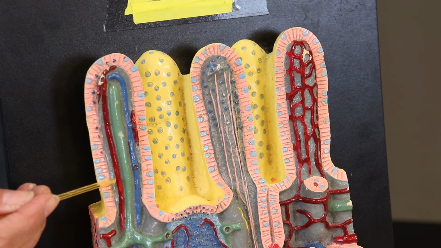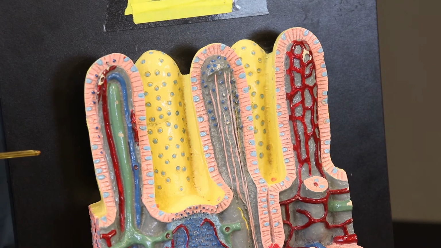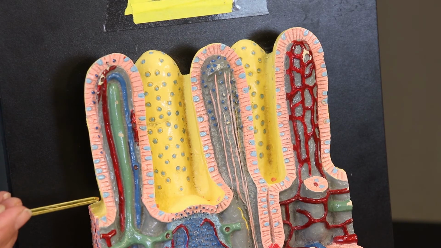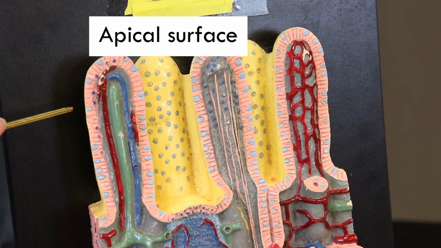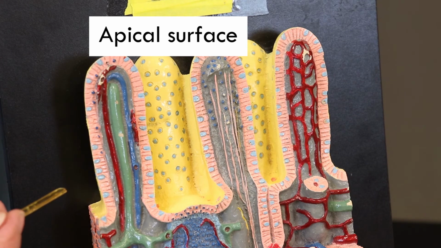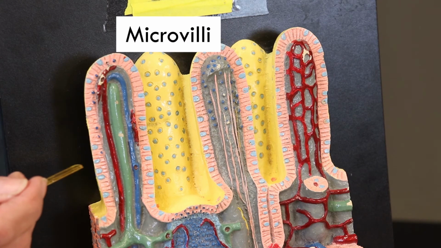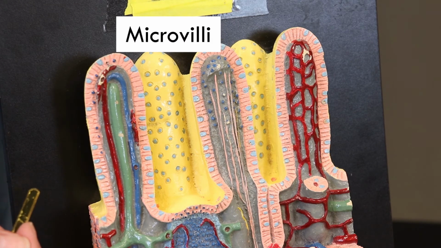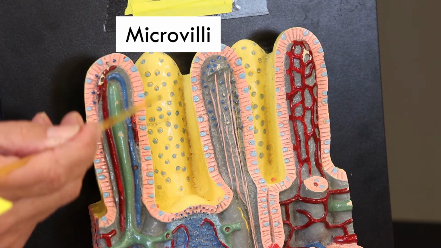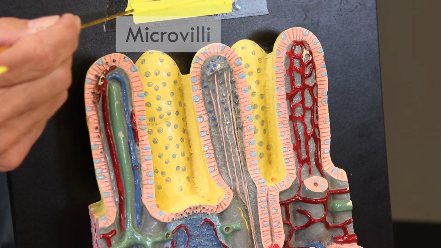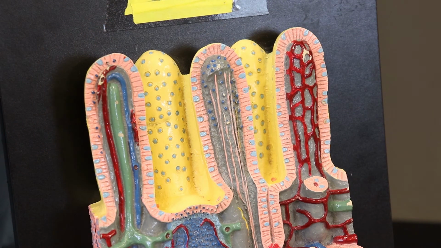The tall, thin, simple columnar cells are specialized for absorption of nutrients, and their apical surface is lined by very small projections called microvilli that increase the surface area of the cell that's in contact with the lumen where the food is. That increased surface area allows for increased absorption of nutrients from the food.